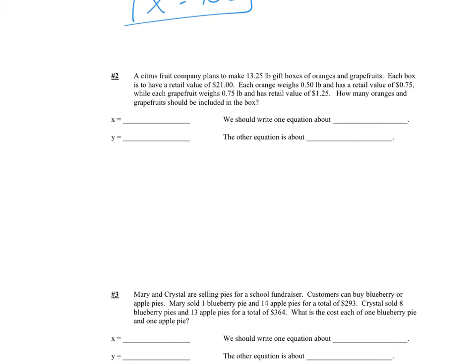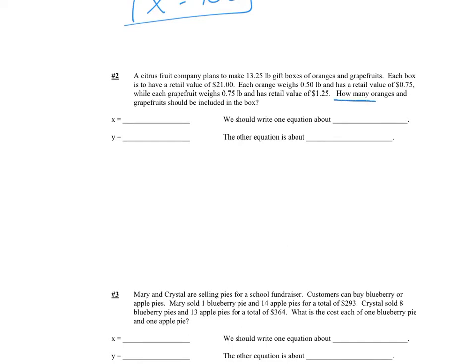All right, so a Citrus Fruit Company plans to make 13.25-pound gift boxes of oranges and grapefruits. Each box is to have a retail value of $21. Each orange weighs a half pound and has a retail value of 75 cents, while a grapefruit weighs 0.75 pounds and has a retail value of $1.25. How many oranges and grapefruits should be included in the box?